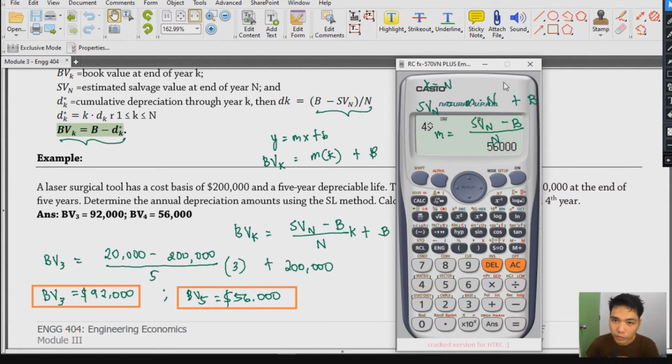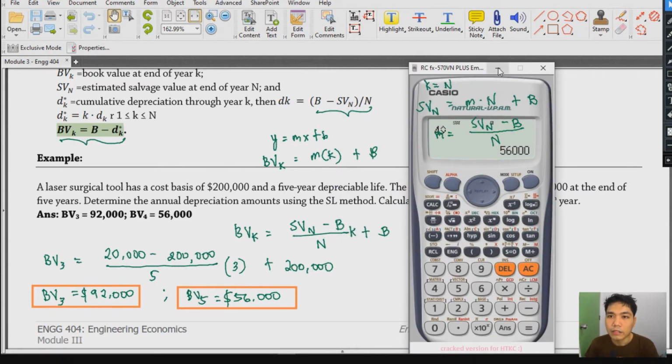And of course, at the end of its useful life on the fifth year, that becomes BV sub 5. So that is equal to 20,000. Now, if you'd be asked what is the cumulative depreciation in this case, you could just take the difference between these two values, and that should give you the depreciated amount.